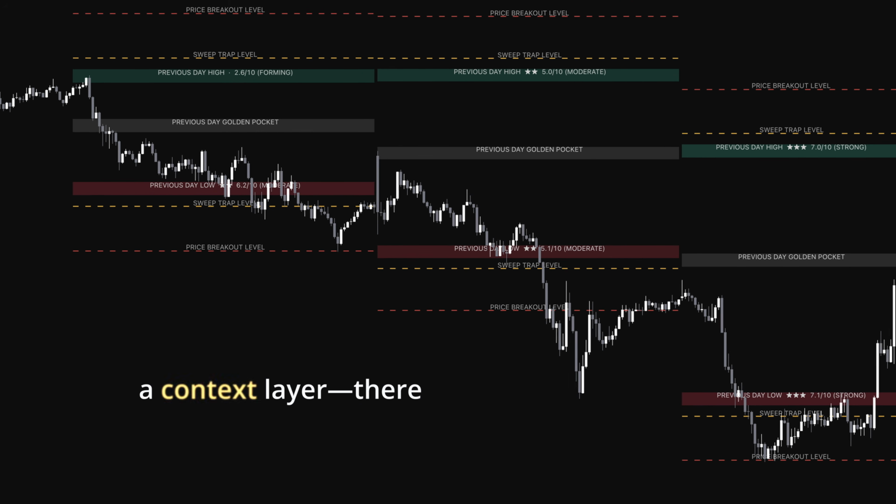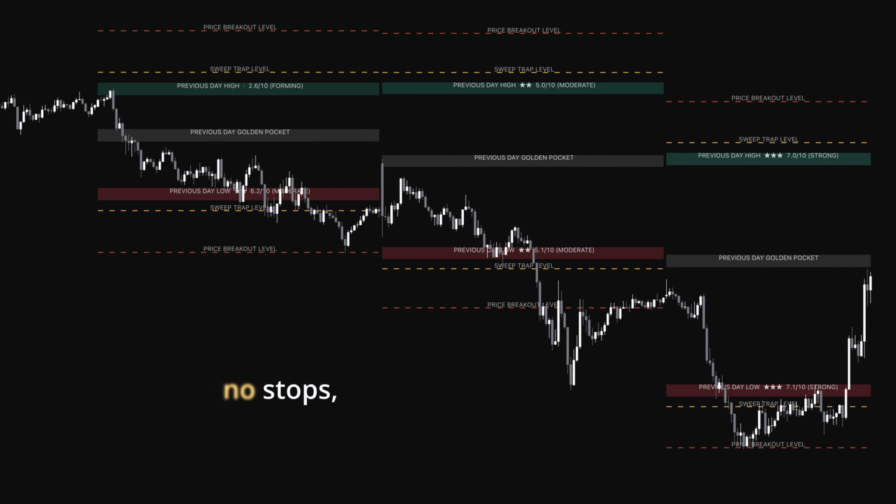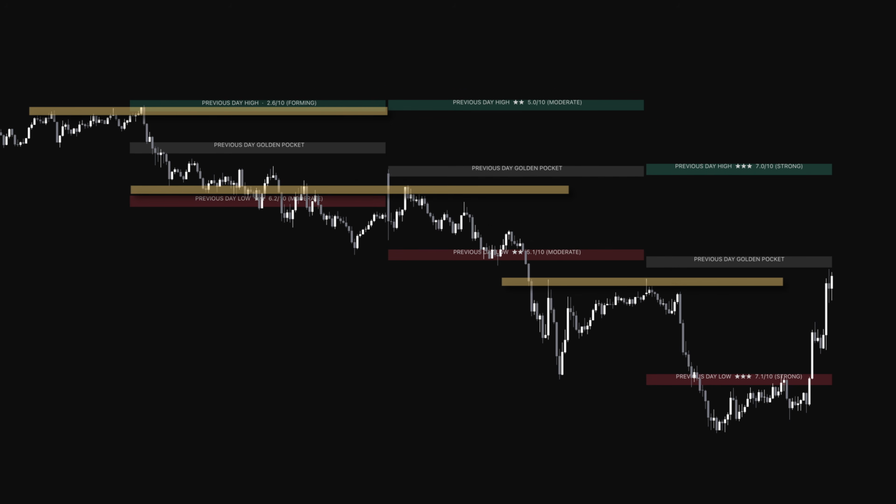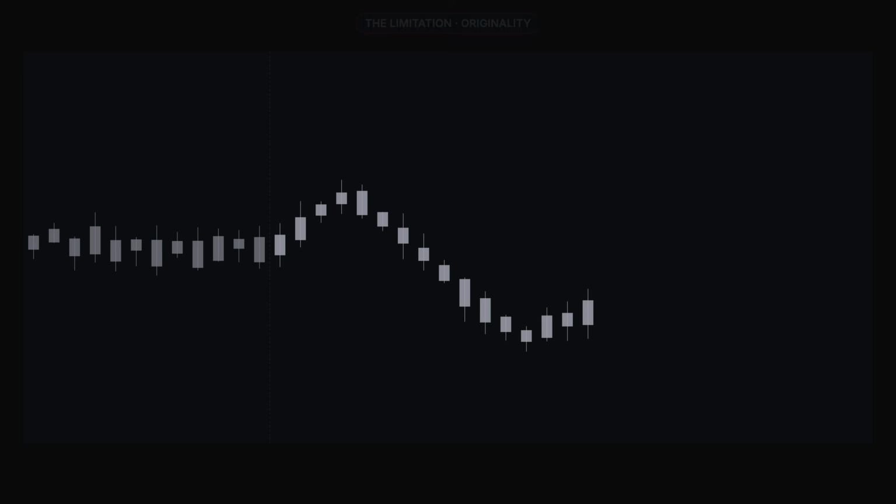This is strictly a context layer. There are no entries, no stops, and no trade tracking anywhere in the code. It earns its place stacked beneath your own execution method, marking where the meaningful levels are while you decide how to trade them. The honest limitation is originality.